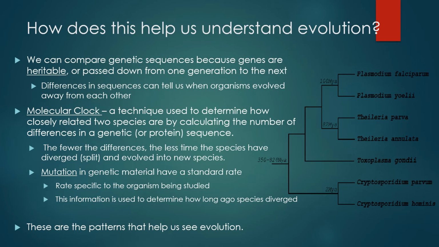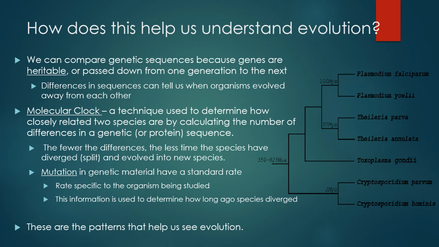We can compare genetic sequences because genes are heritable, or passed down from one generation to the next. Differences in sequences can tell us when organisms evolved away from each other. What biologists also do is they use a technique called a molecular clock. A molecular clock is used to determine how closely related two species are by calculating the number of differences in a genetic or protein sequence. The fewer the differences, the less time the species have diverged or split and evolved into new species.